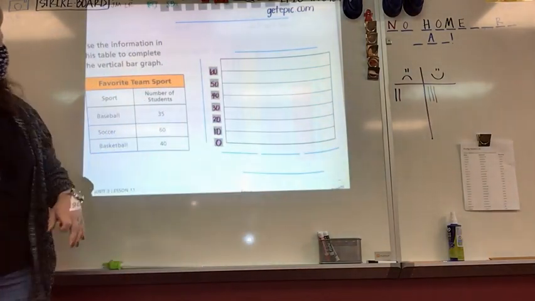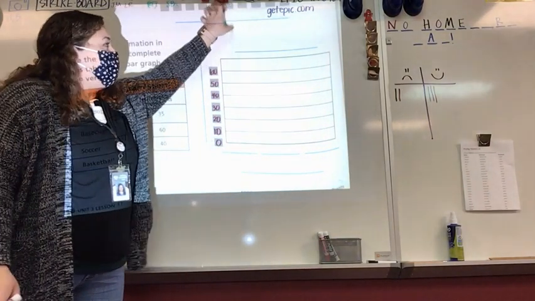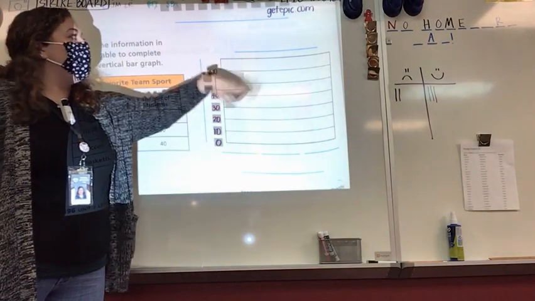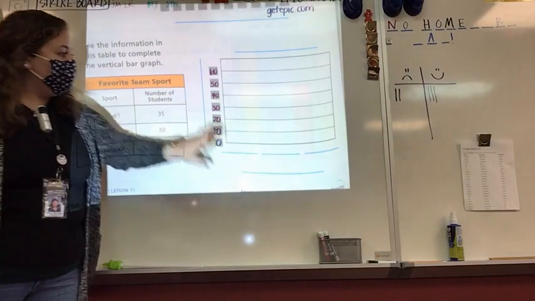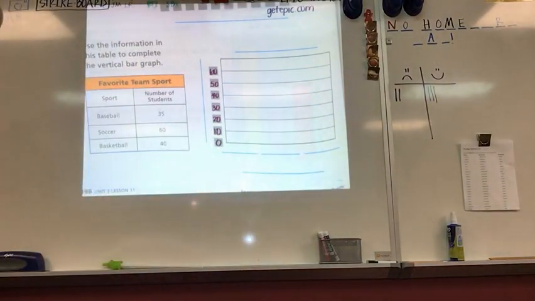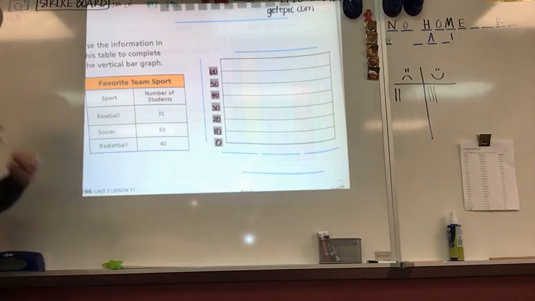Now they've provided us with a blue line way up here, labels, and then 3 sections. Who thinks that they could tell me what to put on the blue line on top? Probably our title. What would our title be? Favorite team sport.